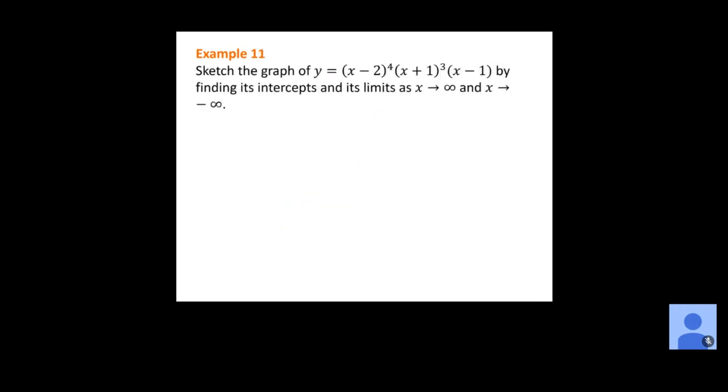All right. So this will be our last example for this section, and then we'll move on to 3.5. So now it says sketch the graph. So we just basically want to think about all of these limits and things like that that are going to help us to sketch the graph. All right, so we've got x minus 2 to the 4th, x plus 1 to the 3rd, x minus 1. We want to find intercepts and limits as x approaches infinity and negative infinity. That'll give us any horizontal asymptotes, or at least just tell us what the end behavior is.